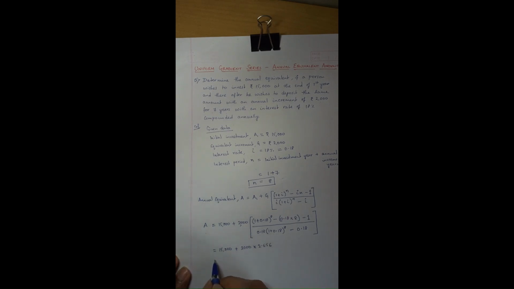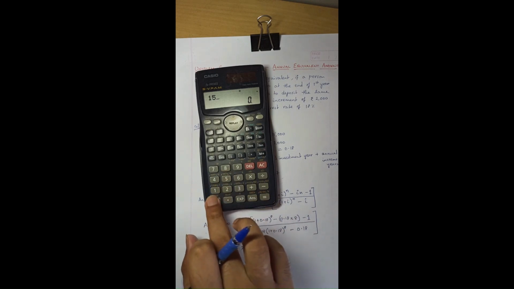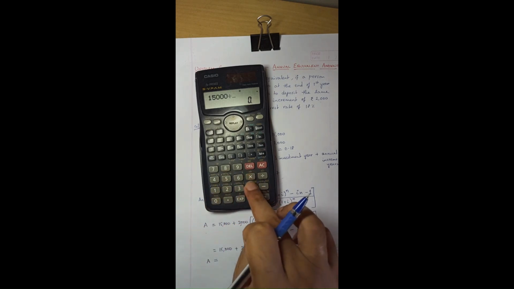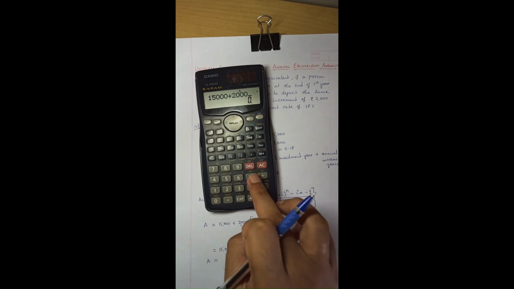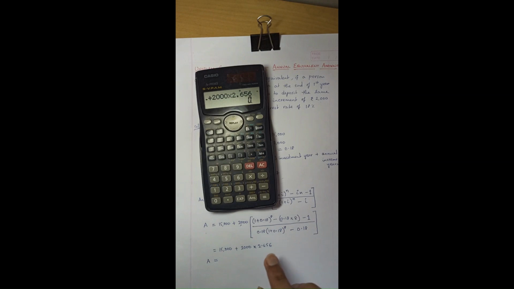So this value is 2.656, which gives us the annual equivalent of 15,000 plus 2,000 multiplied by 2.656, which will give us annual equivalent of rupees 20,312.